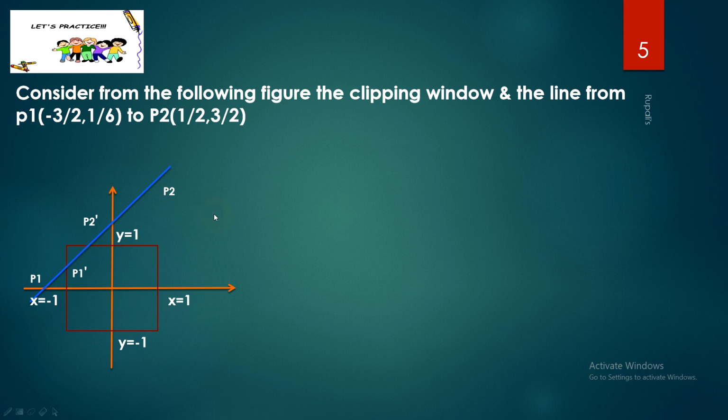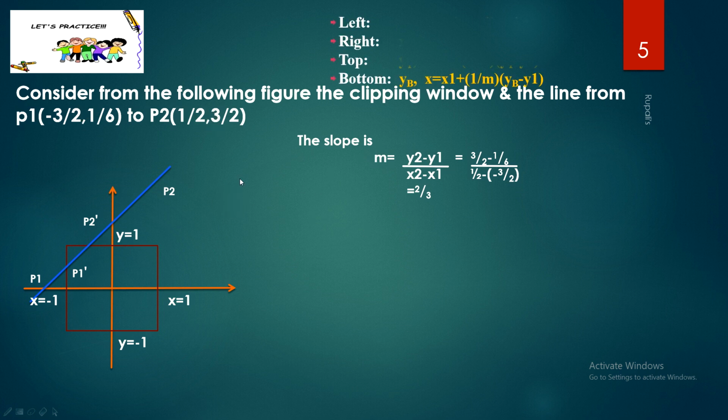First you can calculate the slope. Slope m equals y2 minus y1 over x2 minus x1. Since y2, x2, y1, x1 are given, you can calculate the slope easily. Now the formulas are these; we already did this in the previous slide. So now from the formulas we can write the following.